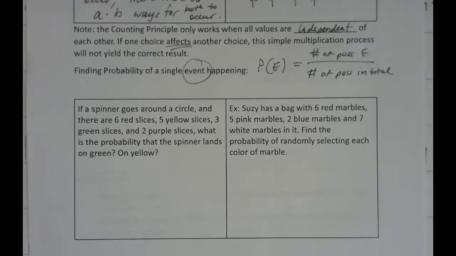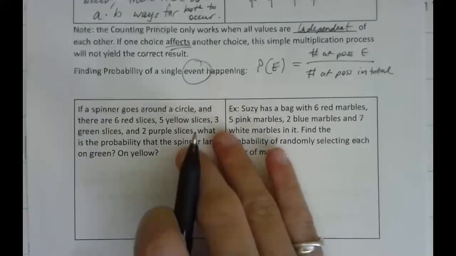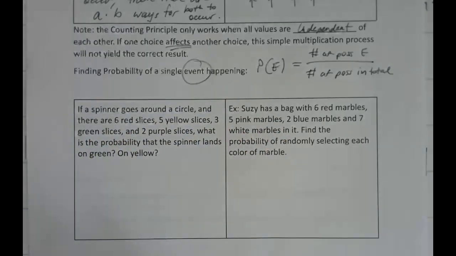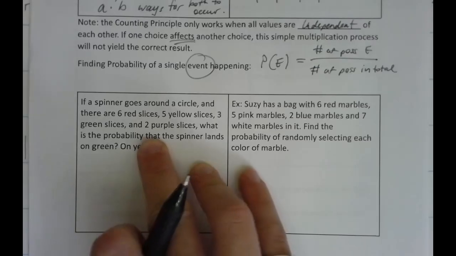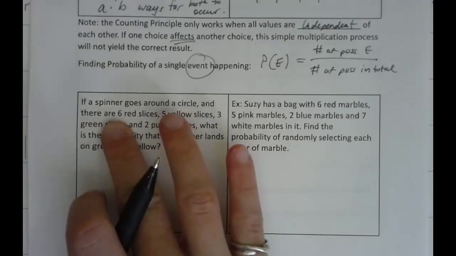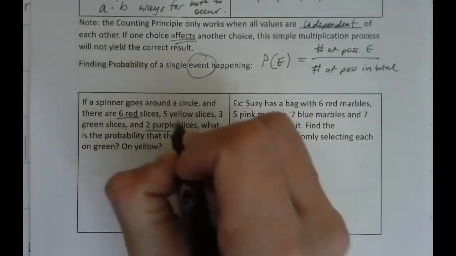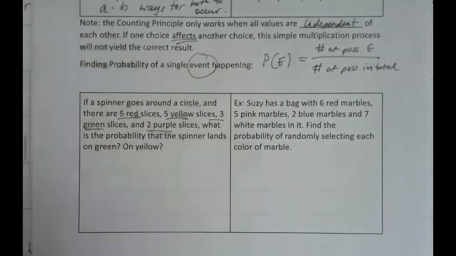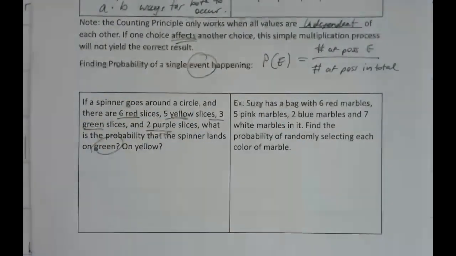Right? And so let's see an example. I think this makes the most sense in an example. Let's try the first one right here. If a spinner goes around a circle and there are 6 red slices, 5 yellows, 3 greens, and 2 purples. What is the probability that the spinner lands on green? Okay, so we'll do green first, and we'll do yellow in a second.